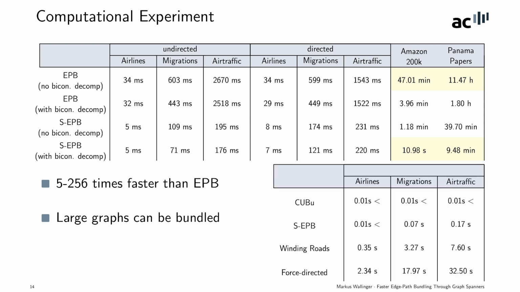Compared to other bundling approaches, we can report that spanner edge path bundling is faster than most other approaches. Here, for example, winding roads or force-directed bundling. However, image-based approaches are still much faster. For example, KDEEB requires only a few milliseconds to compute the Panama Papers dataset, and this is not depending on the number of edges, but just on the number of pixels in the image.